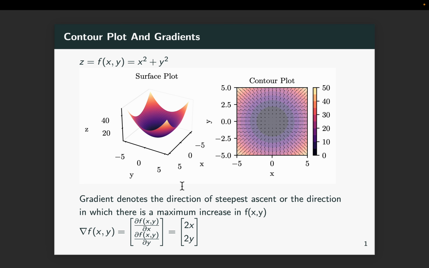In this case, it is 2, in general, the number of input variables into the function. Right. So, I have written this statement here. Gradient denotes the direction of the steepest ascent, or the direction in which there is a maximum increase in the function. Right. Can anyone explain what you understand by this, and if that relates to anything that I have drawn with respect to the arrows in this diagram?